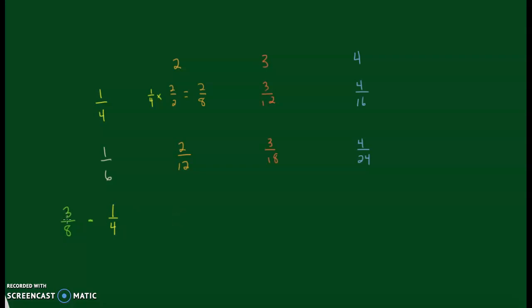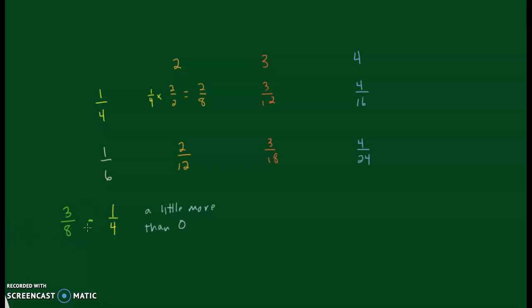And so I know that 3/8 is between 0 and 1/2, and it's a little bit bigger than 1/4. And 1/4 is also between 0 and 1/2. And so since this is a little bit bigger than this, 3/8 subtract 1/4 is going to give me an answer that is a little more than 0. So my estimate is a little more than 0.